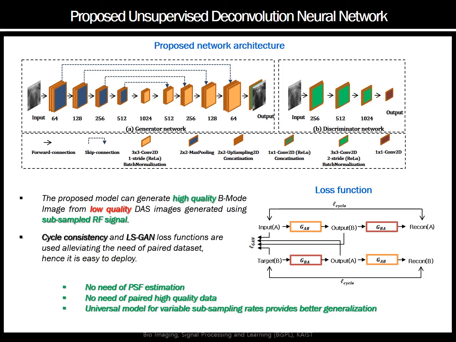To train an unsupervised deconvolution model, we propose a network architecture shown here. The model is composed of generator and discriminator networks arranged in a cyclic fashion. The cycle consistency and LSGAN loss functions are used, resulting in stable training using unpaired images. Interestingly, our method has no need for PSF estimation. It also does not require any paired high quality data, and it provides a universal model for variable subsampling rates, which can be used for generating high quality images from different sampling configurations. A single model is enough for all variable sampling cases.